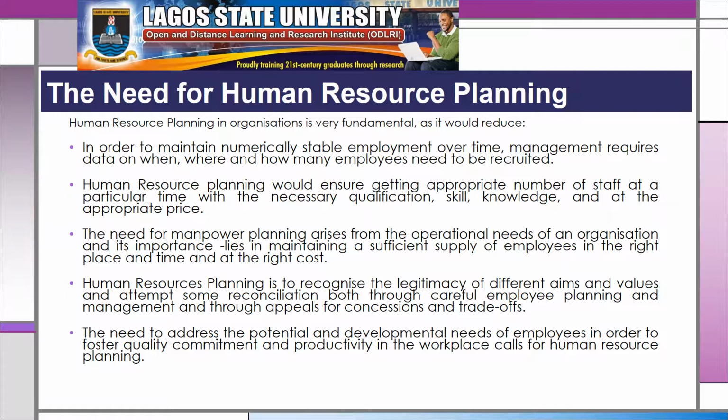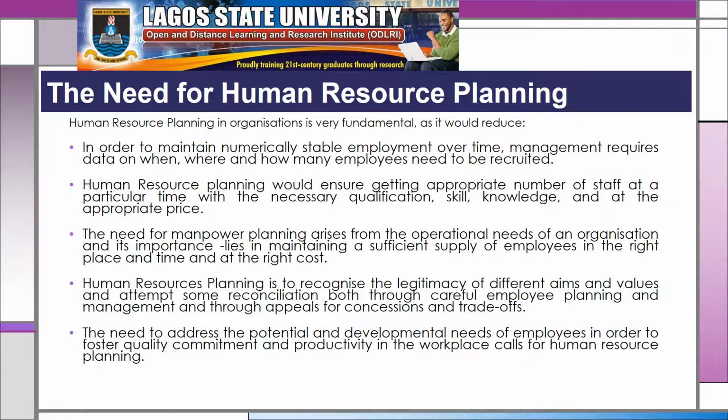Human resources planning also ensures getting the appropriate number of staff, just like I mentioned earlier: how many do we need, where do we get them, what knowledge or skills must they possess, and at what price are we paying them in the area of wages.